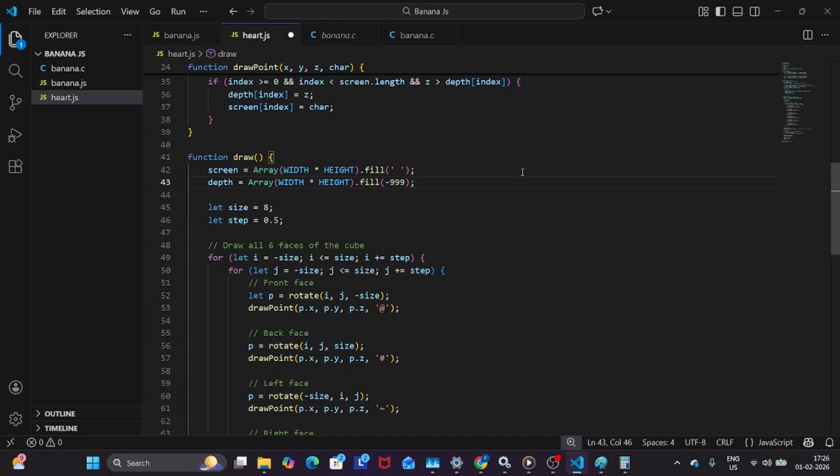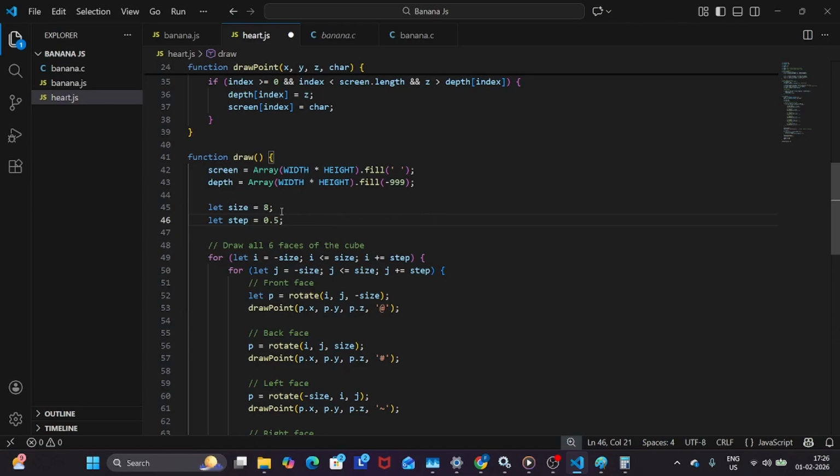Without this, the previous frame would overlap with the current frame. Also, this is the reason why our cube looks solid, not transparent. This is the basic reason.